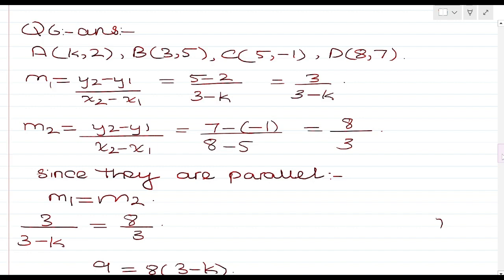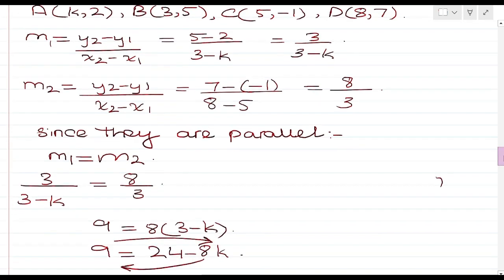Now we know that they are parallel with each other. When we have 2 lines that are parallel to each other, then the gradients will also be equal, which means m1 will be equal to m2. So we will write the first gradient, let that be equal to the second gradient. So now we can cross multiply.